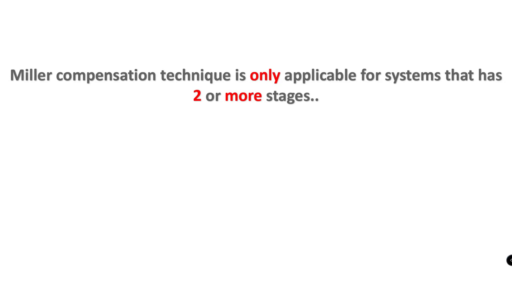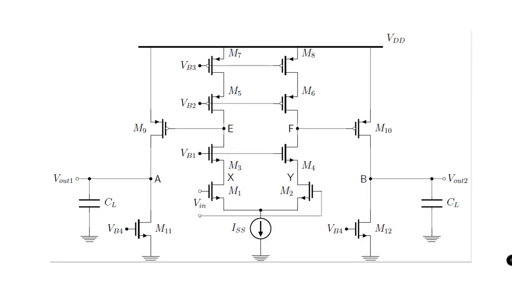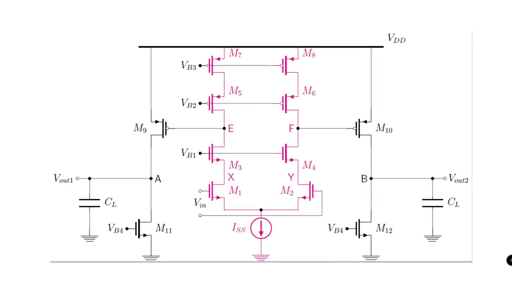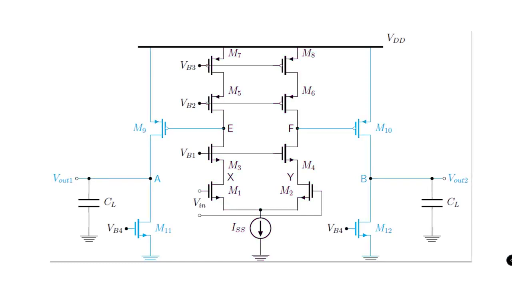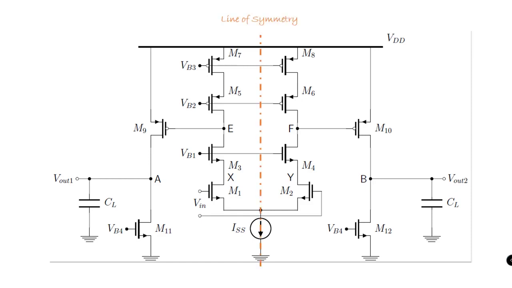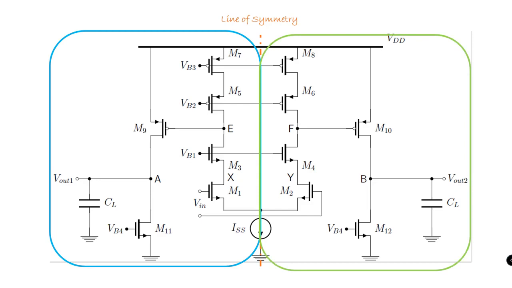So with that said, we'll begin with a two-stage op-amp, where the first stage, shown in magenta color, consists of transistors M1 all the way to M8, while the second stage, shown here in cyan color, consists of transistors M9 all the way to M12. Now, when you try to draw a line of symmetry to this circuit, you could find that the left half of the circuit is identical to the right half of the circuit. This indicates that this circuit is symmetric.